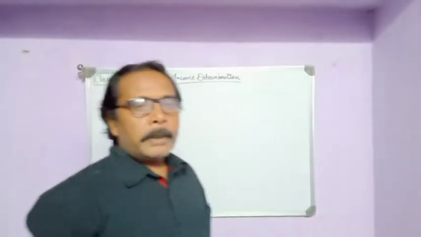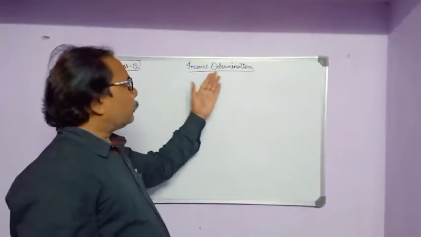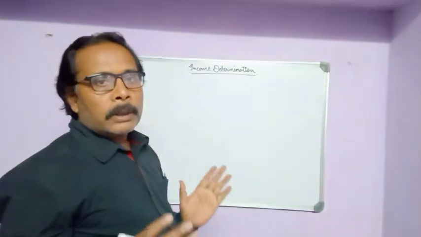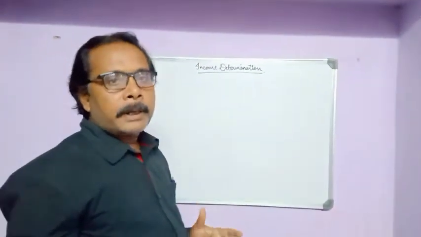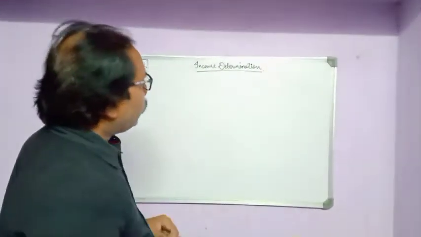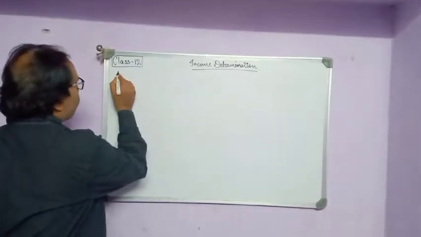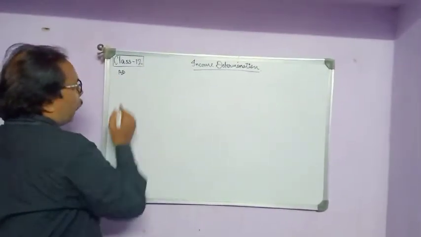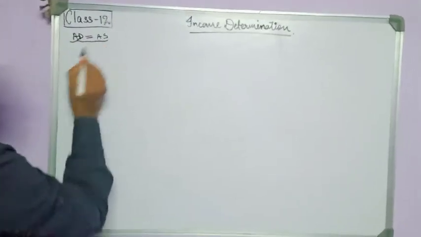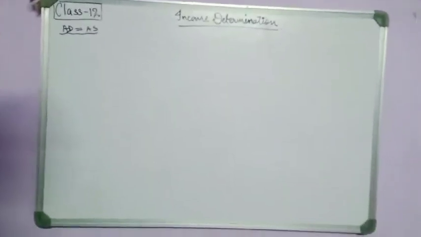Hello my dear students, today I am going to discuss income determination. Income determination means how the GDP will be determined in the economy. So first of all, you should know about aggregate demand. Aggregate demand must be equal to aggregate supply, then the income will be determined in the economy.